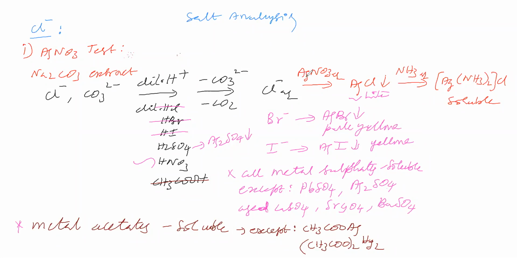Carbonate is not present. Now this Ag plus takes this Cl minus and becomes AgCl white precipitate. This white precipitate dissolves in ammonia due to formation of a complex. The complex is [Ag(NH3)2]Cl. This complex is a soluble complex. It is called the silver nitrate test. It is for Cl minus. We discussed the silver nitrate test.